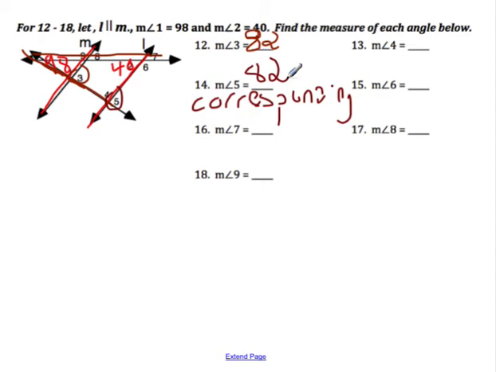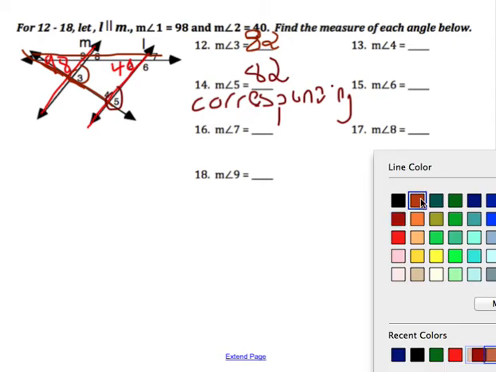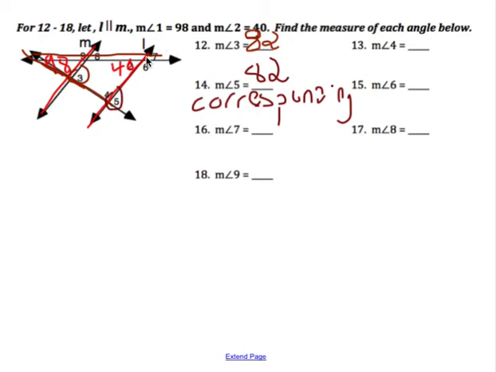Now let's take a look at the measure of angle 7. The measure of angle 7 is right here. I notice that 7 is a vertical angle from angle 2. So because they're vertical angles, that means they're congruent. So this one is also 40.